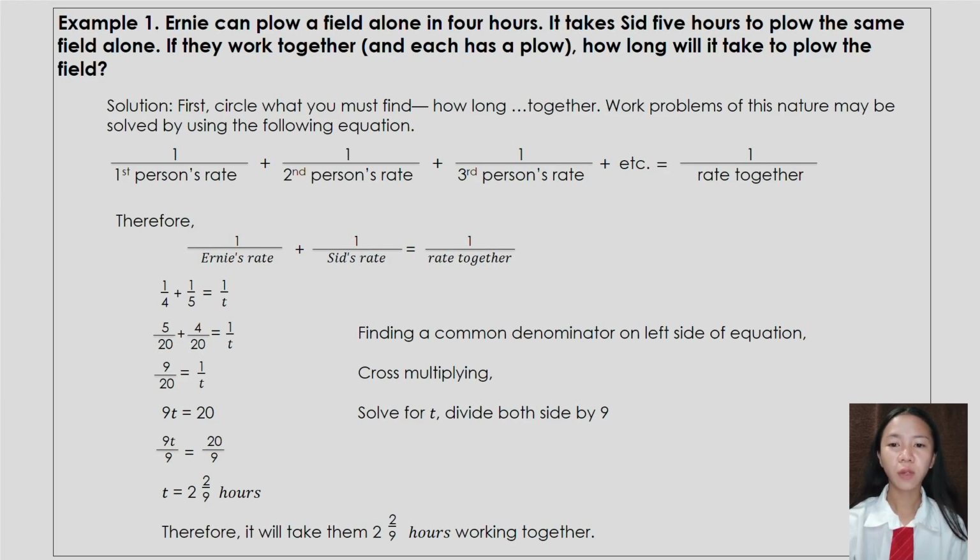9t over 9 equal to 20 over 9. t equal to 2 and 2 over 9 hours. Therefore, it will take them 2 and 2 over 9 hours working together.